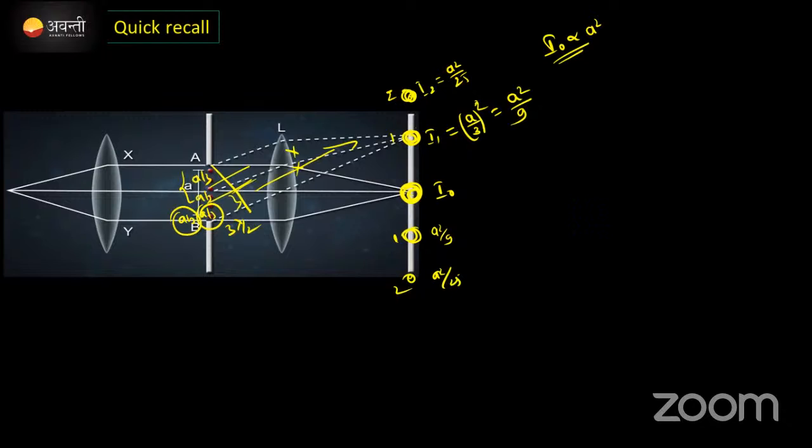But whereas in our interference of light, intensity does not decrease continuously. Intensity will be the same for all the bright fringes. Okay, then we talk about the graph also.